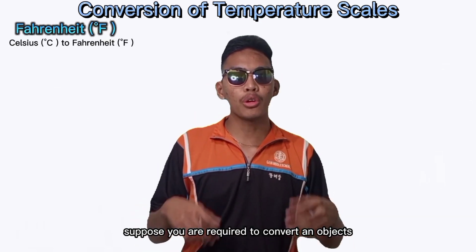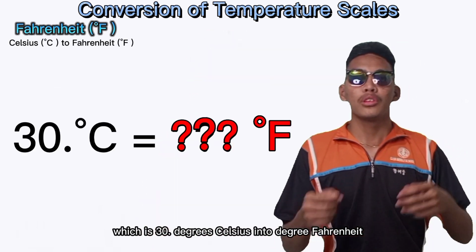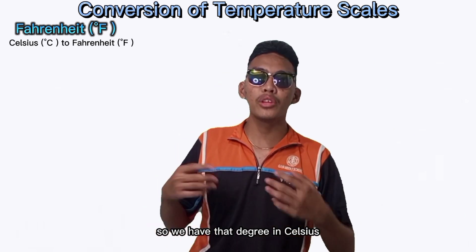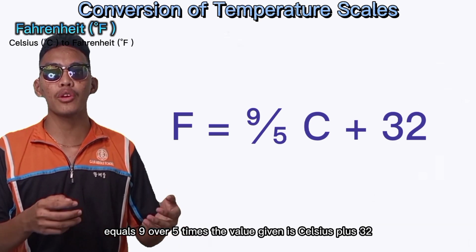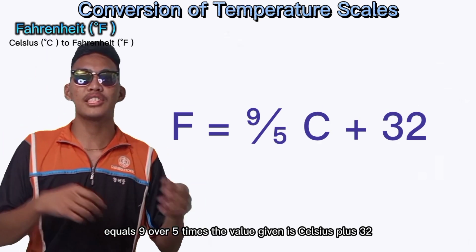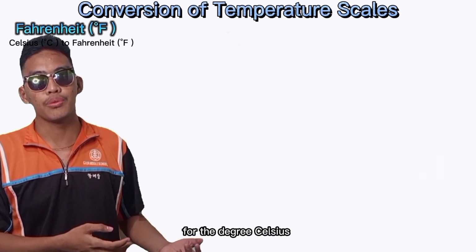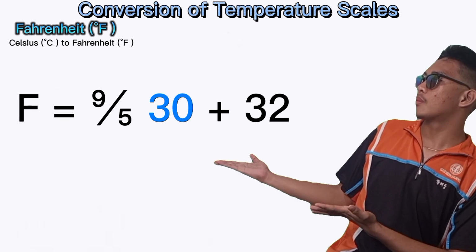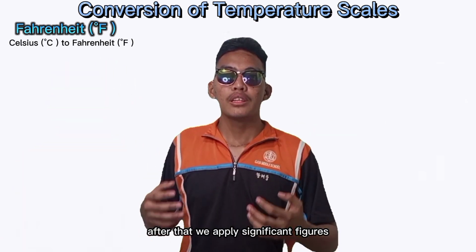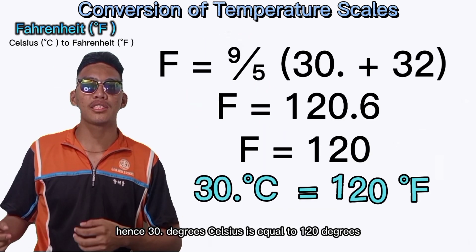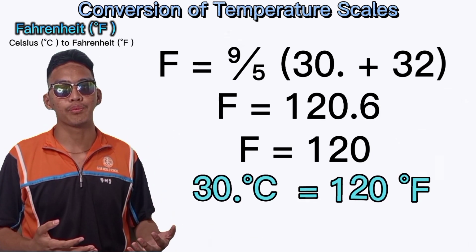Suppose you are required to convert an object's temperature, which is 30 degrees Celsius, into degrees Fahrenheit. So we have that degree in Celsius. We utilize the formula of degrees Fahrenheit equals 9/5 times the value given in Celsius plus 32. We have the value of 30 for the degrees Celsius. We substitute it into the formula, and now we have the value of 120.6. After that, we apply significant figures. Hence, 30 degrees Celsius is equal to 120 degrees Fahrenheit.